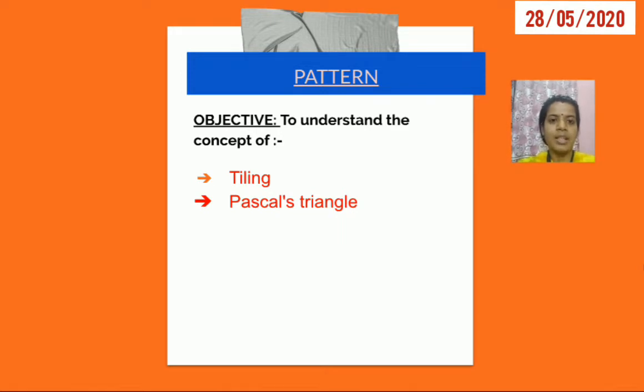Okay, the spelling of tiling is T-I-L-I-N-G, tiling. Then the spelling of Pascal's triangle is P-A-S-C-A-L-'S, Pascal's. Then triangle, T-R-I-A-N-G-L-E, triangle. I hope you all have written in your copy. Now let's start the session.